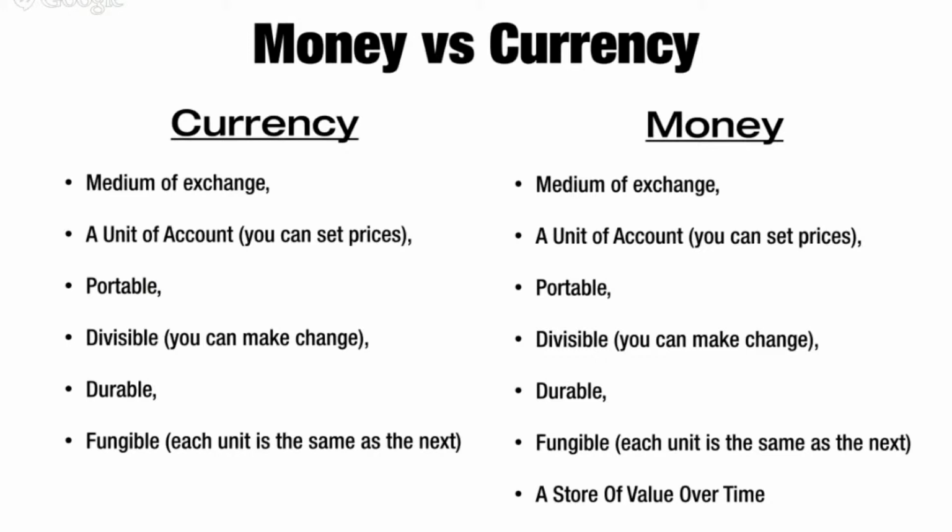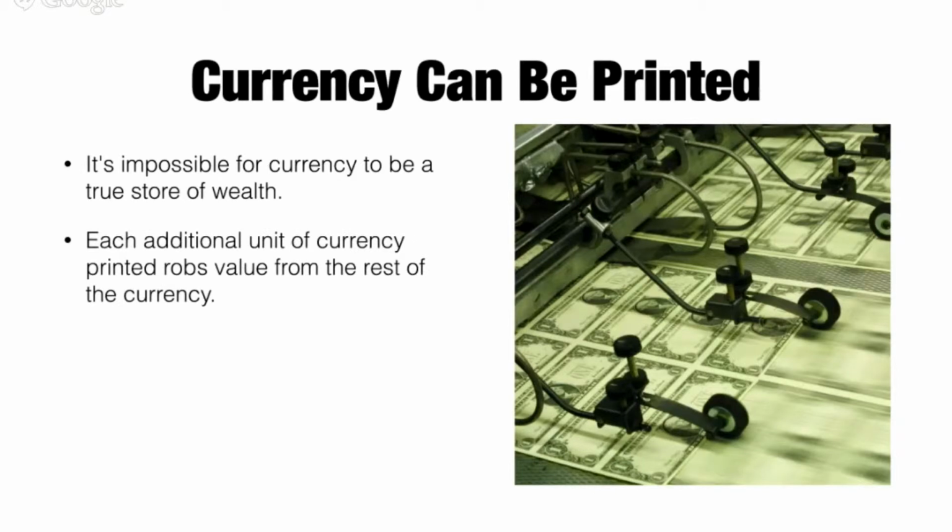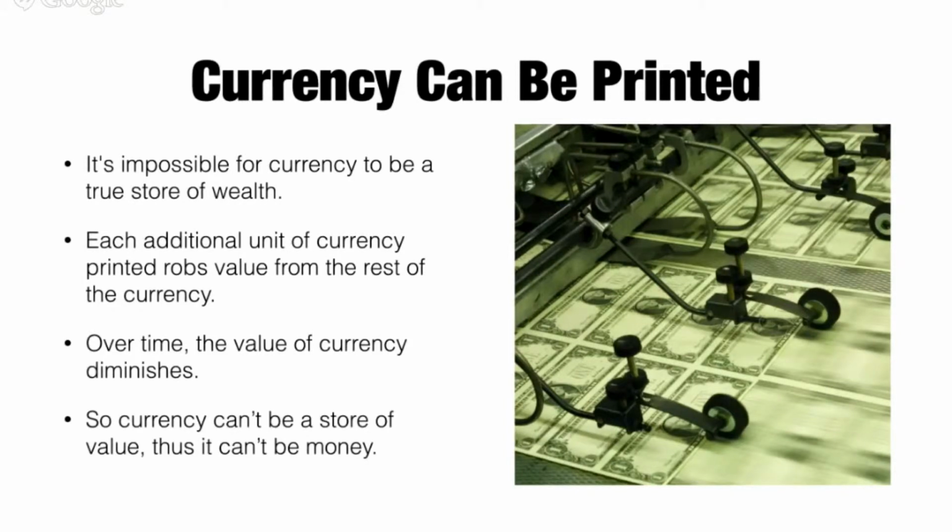So currency basically can be printed, which means it's impossible for currency to be a true store of wealth, because each additional unit of currency printed robs value from the rest of the currency, and over time, the value of that currency diminishes. So basically, currency can't be a store of value, and thus it can't be money. So with that, hopefully that makes sense, but I'm going to talk about now why more currency equals less value, right? Why every time you print currency, it's going to equal having less value for that currency.